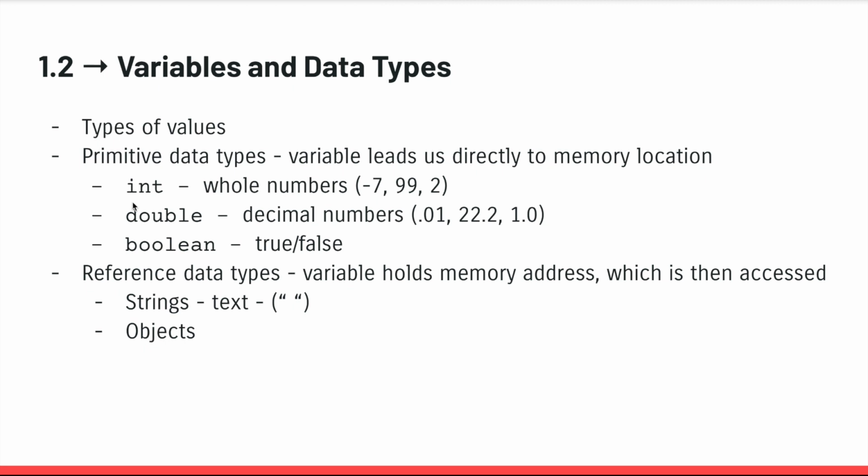So an int represents an integer, which is just a whole number. So -7, 99, or 2 are all examples. And we can also work with a double, which is a decimal number, followed by a Boolean, which is just true or false. Now, before I get into the specifics of what primitive and reference data types are, let me just demonstrate these primitive data types, which are int, double, and Boolean.